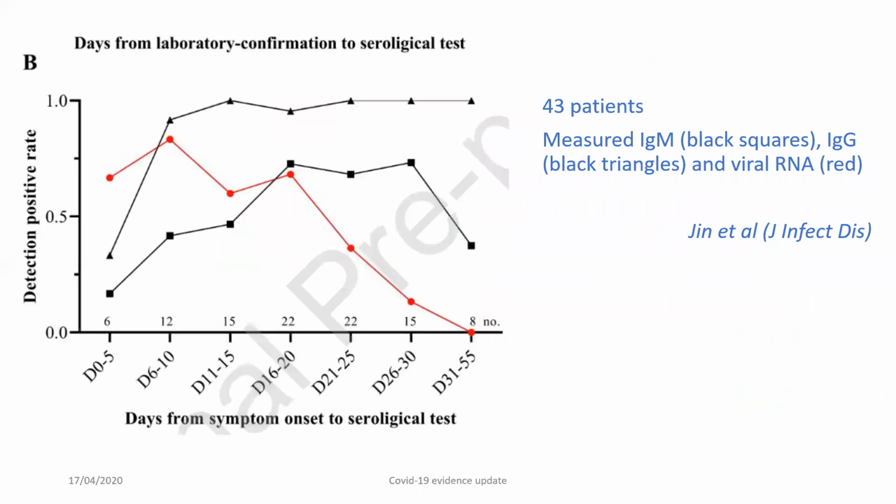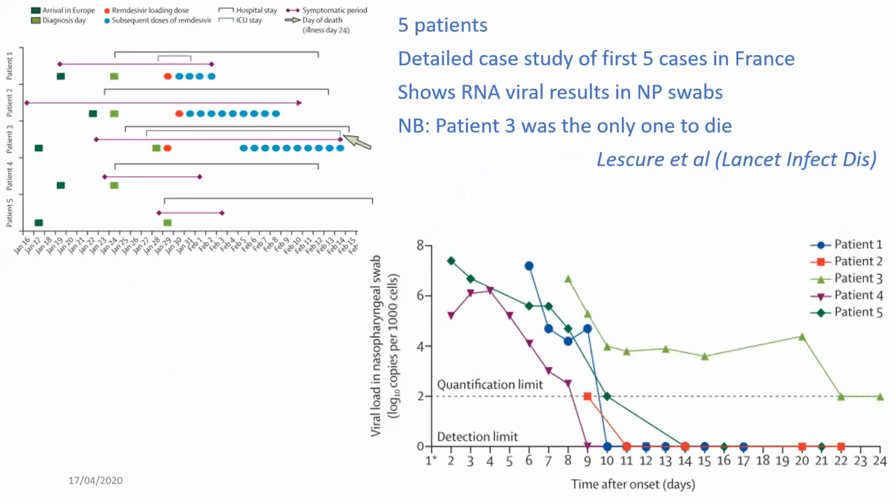And this is another one that just looks at the correlation between immunoglobulins and viral RNA. Again, in a very small number of patients, 43 patients. If you look at the top, the black triangles, that's the IgG response, which increased over time. The IgM response again peaks by just after 2 to 3 weeks and then slowly decreases, and the viral RNA decreases as both of the immunoglobulins decrease, as you would expect.